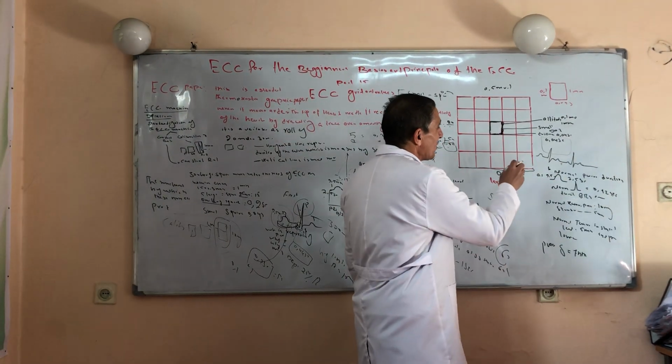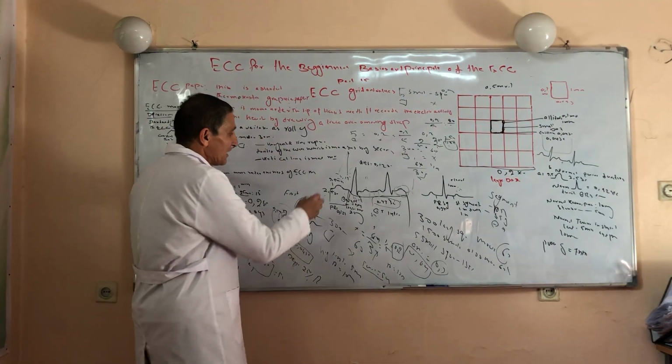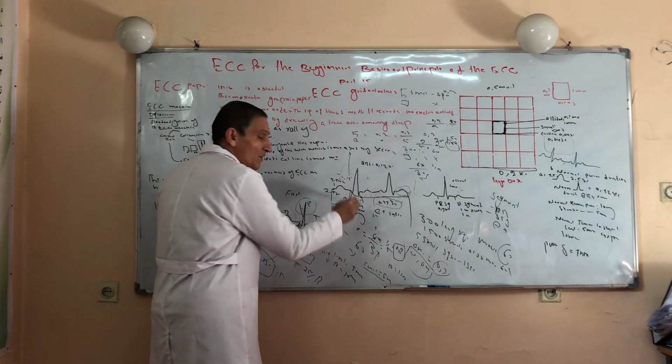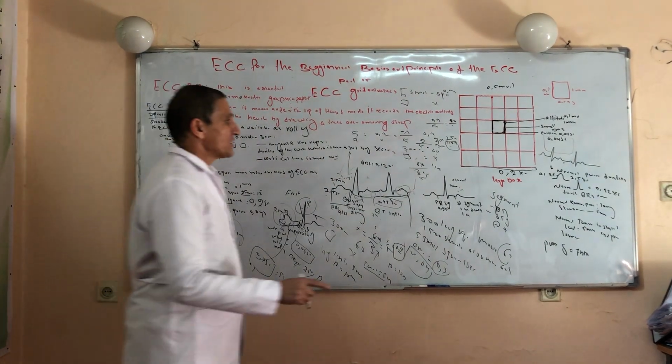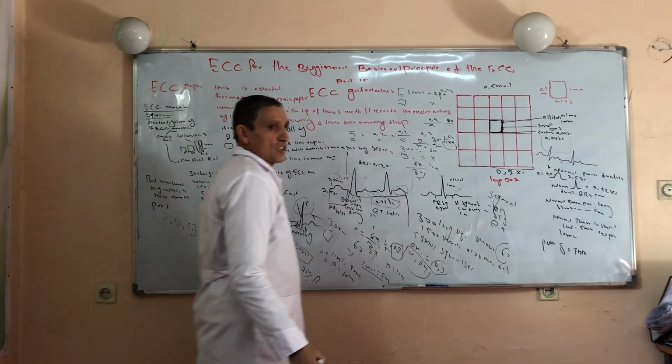In contrast to the TP segment, we have the PR segment. The PR segment intervenes between 2 waves of a single cardiac cycle. The TP segment intervenes between 2 cardiac cycles.